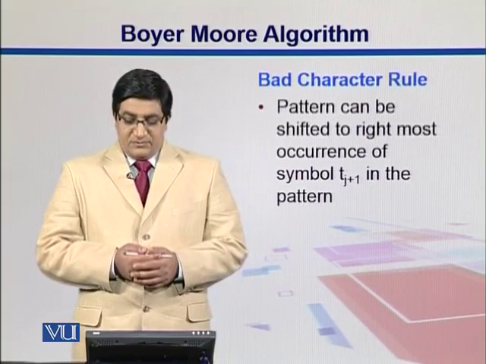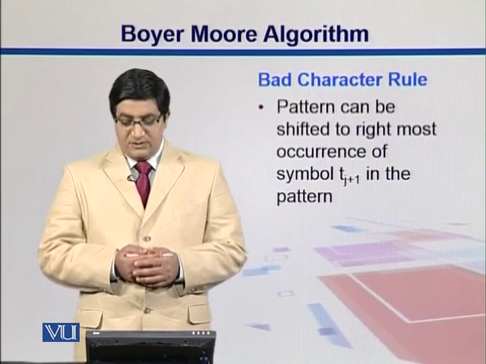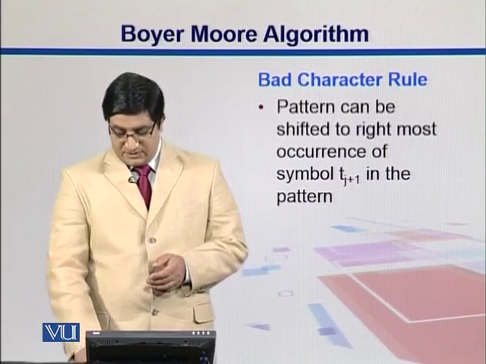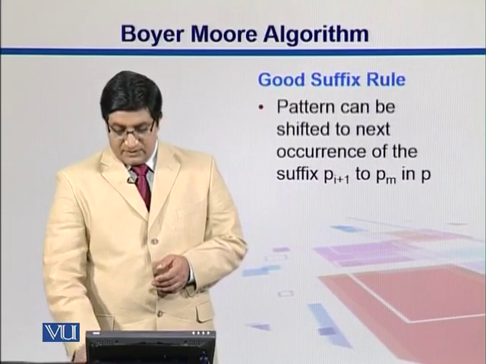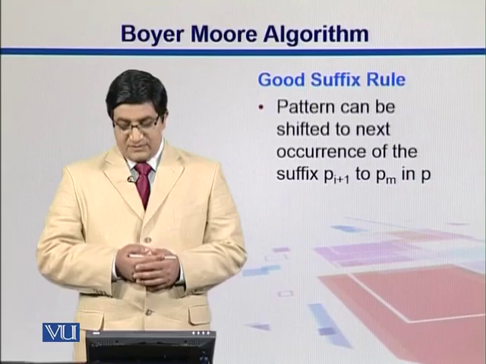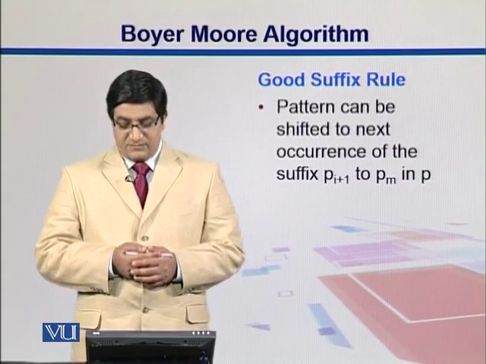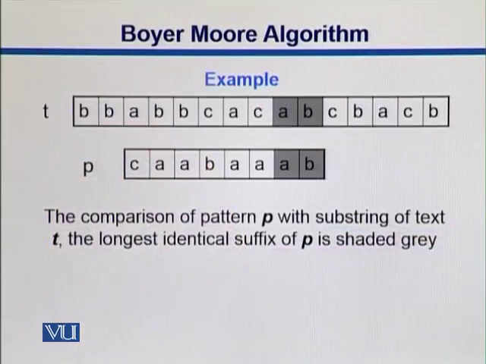In the bad character rule, the pattern can be shifted to the rightmost occurrence of the symbol t j+1 in the pattern, and in the good suffix rule, as we have discussed, the pattern can be shifted to the next occurrence of the suffix p i+1 to pm in P. Let's look into it here, and then you will understand what I'm saying. So we have a text T or string S, and we are comparing this with P, which is our pattern.